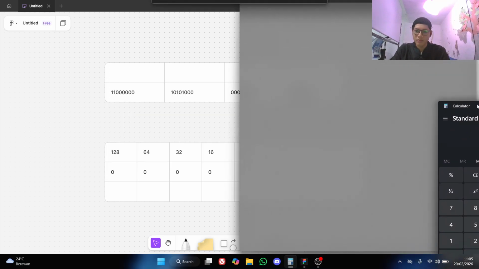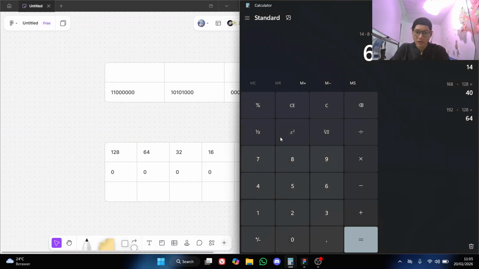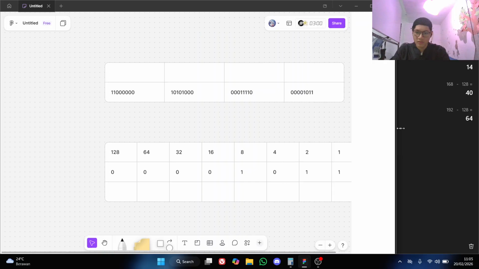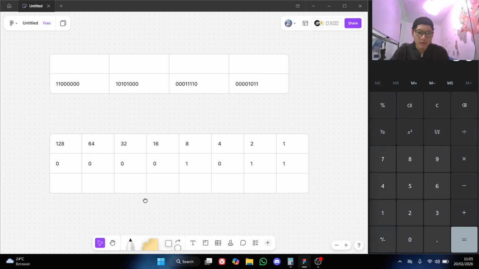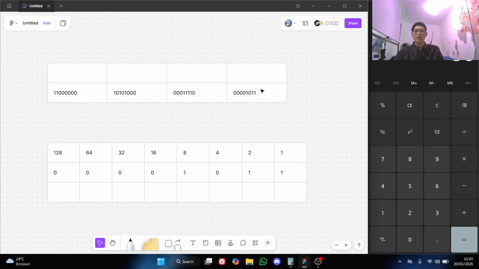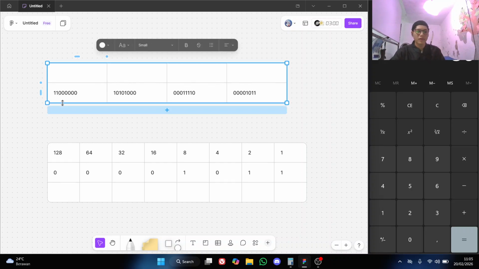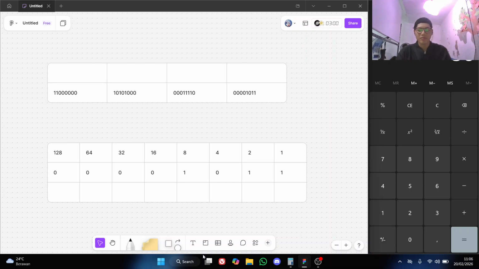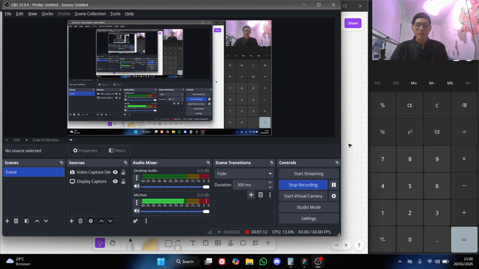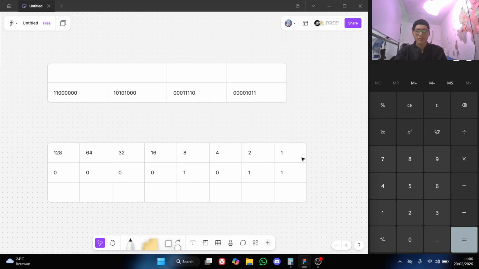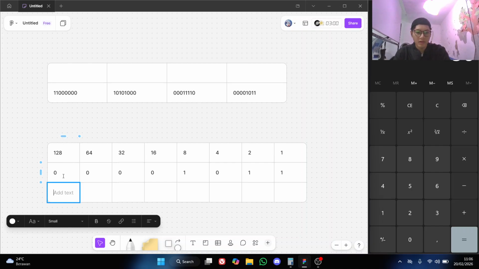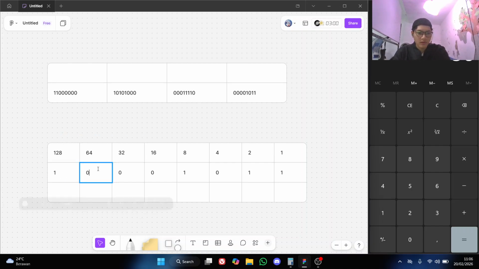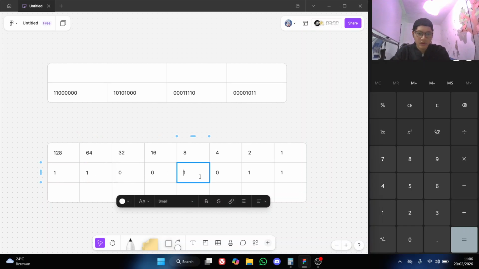Okay, this is easier, I guess. So now how do I make this? First we have the first IP octet. Remember, an IP address has four octets. And we have the first decimal, so we will add to this 11, then all zero.